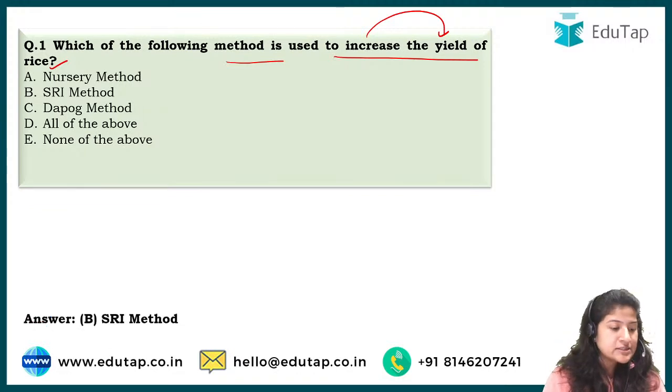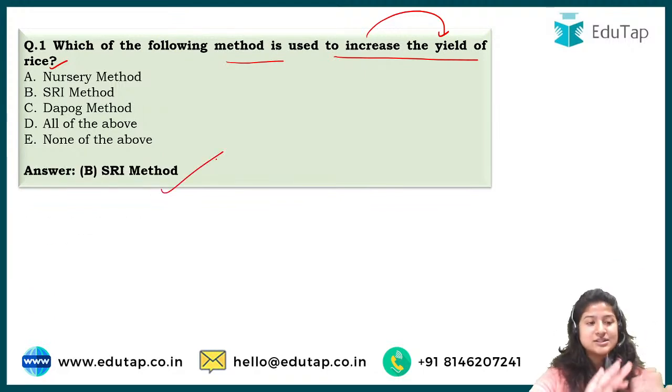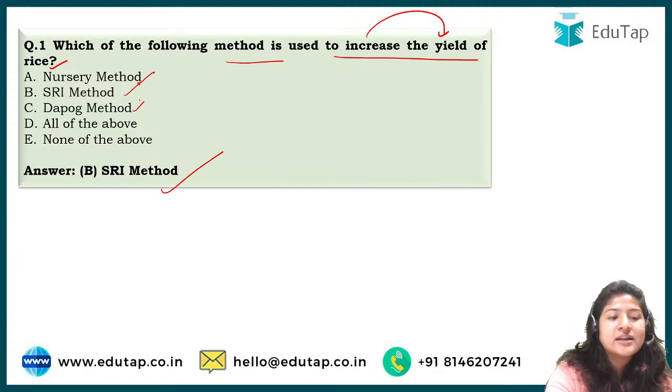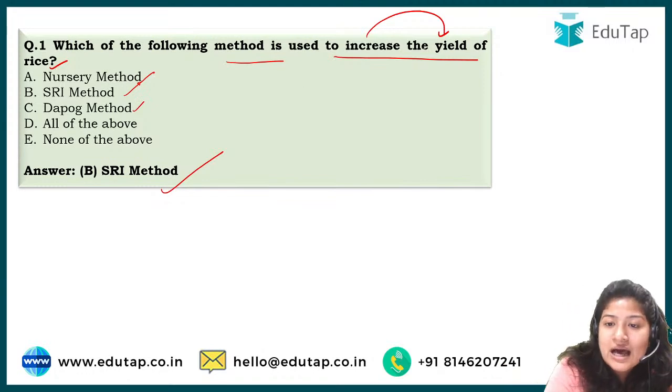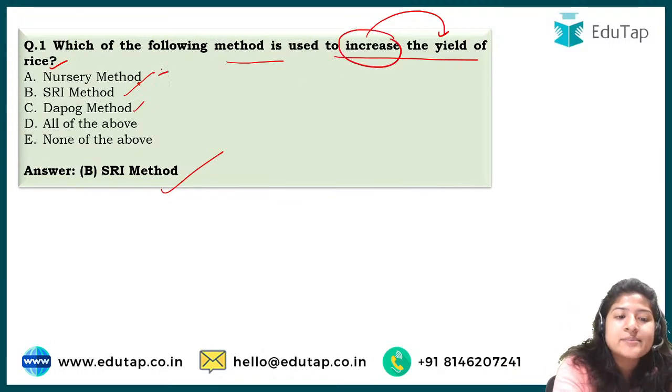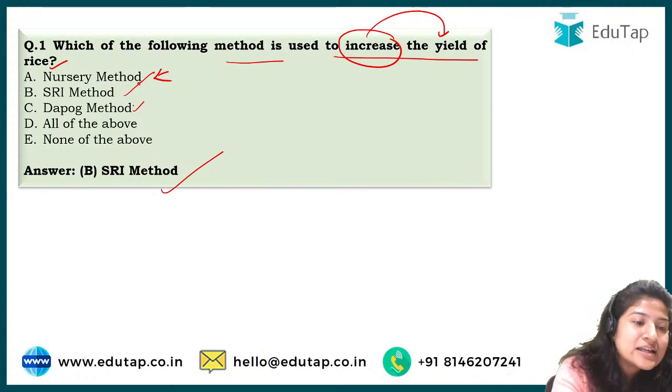So yeah, the correct answer to this is option number B. That is the SRI method only. Let's just see. Nursery method, SRI, depot, all are methods of cultivating rice, right? But the question asks about increasing the yield. The nursery method is generally the traditional method. SRI we are going to study just now in the second slide. And then there is the depot method.